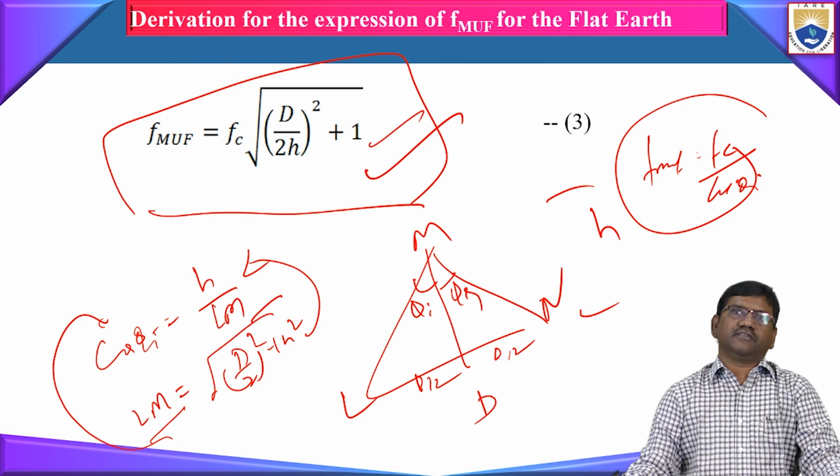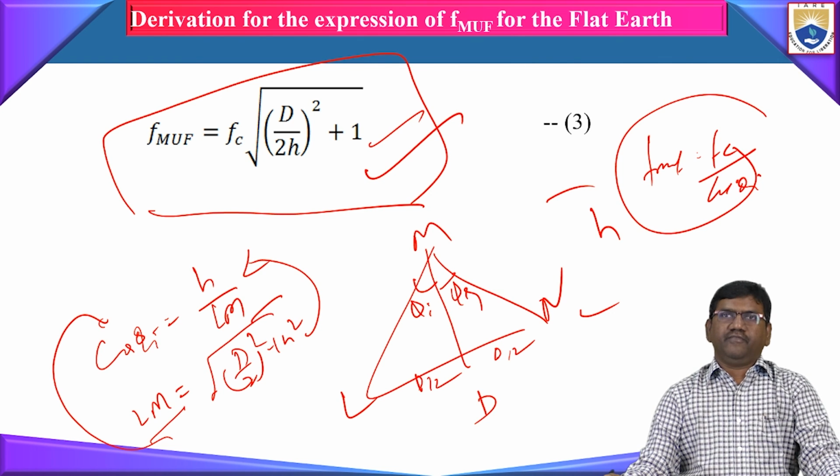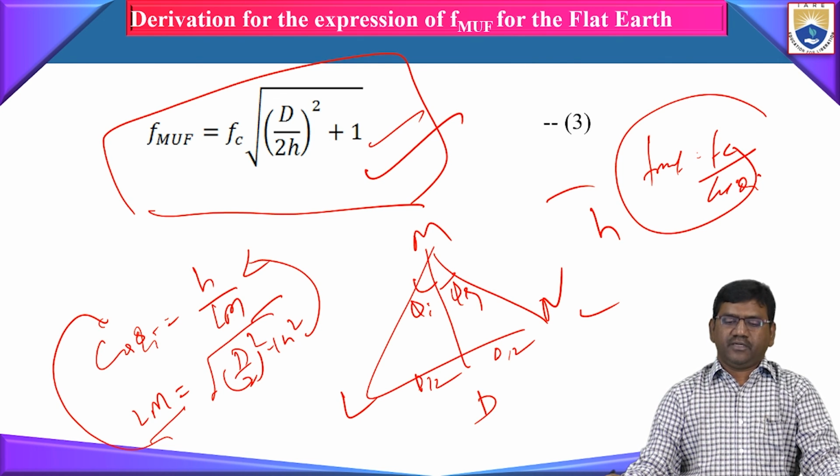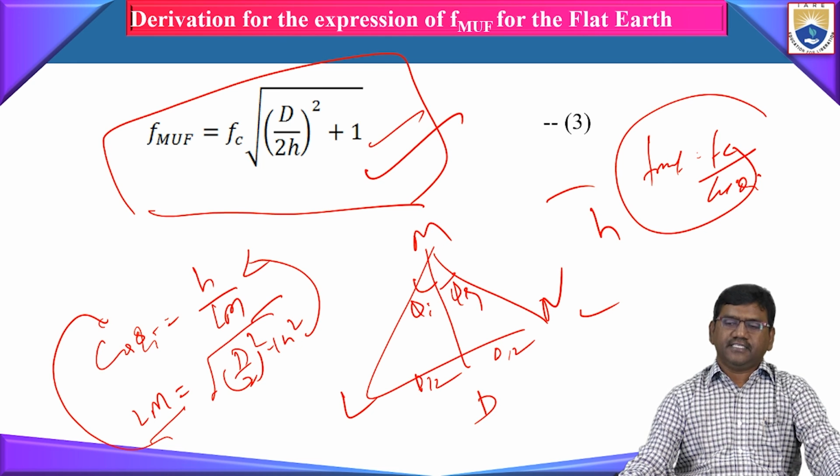So there are two derivations. One is the derivation for flat earth to determine the value of maximum usable frequency. So f MUF is given by fc into square root of (d by 2h) whole square plus 1. Let us discuss the MUF value, that is the maximum frequency for a curved earth, in the next session.